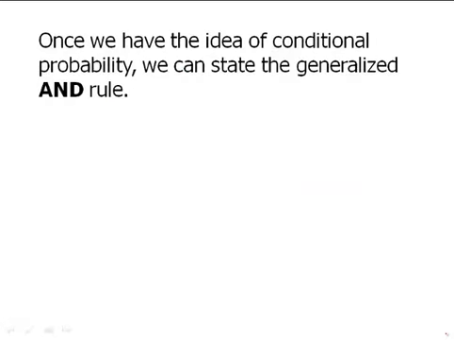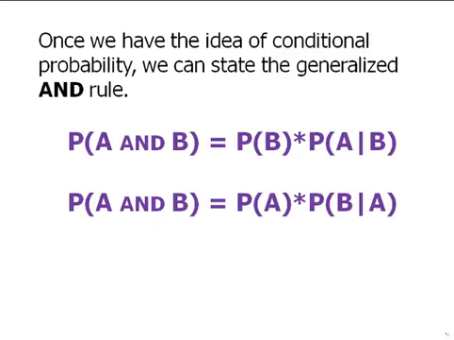Once we have the idea of conditional probability, we can state the generalized AND rule. So here are the generalized AND rules. Notice that the word AND still means multiply. That's a really good tip to hold on to. The word AND in probability does mean multiply. What changes is what we're multiplying.